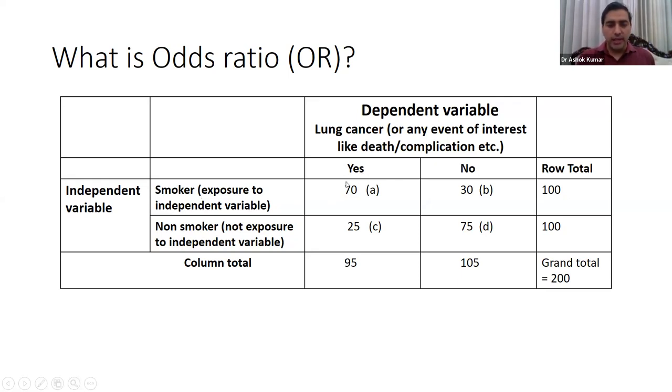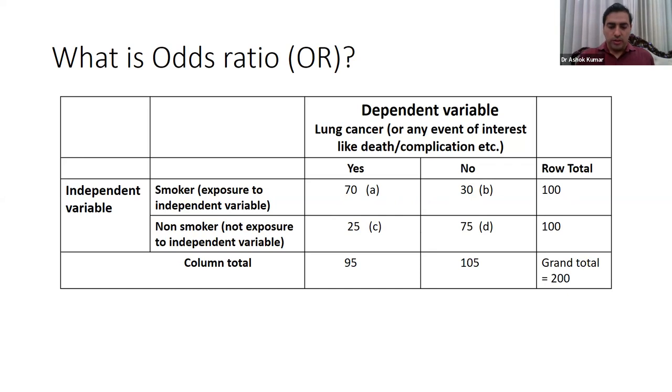We can see there are a total of 200 participants, the grand total. There are 100 smokers, that is, exposure to the independent variable, and 100 non-smokers. Out of 100 smokers, 70 developed lung cancer, whereas 30 did not develop lung cancer after 1 year or 5 years, whatever. And among non-smokers, out of 100, only 25 developed lung cancer and 75 did not.